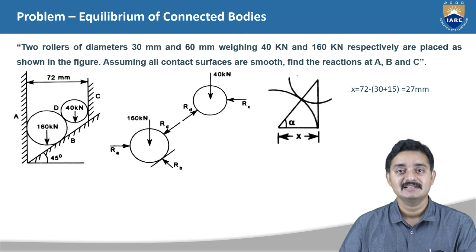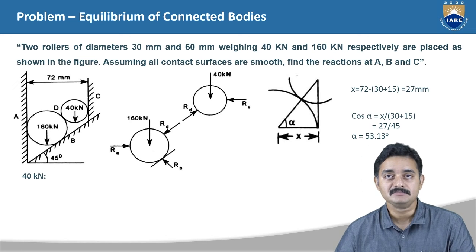Now, for finding the inclination, we can apply a trigonometric ratio to the triangle formed here. That is, cos alpha is equal to x by 30 plus 15, which are the radii of the rollers, that is equal to 27 by 45. Solving this, we get the inclination alpha is equal to 53.13 degrees. Now, let us apply equilibrium conditions to the 40 kilonewton roller first.